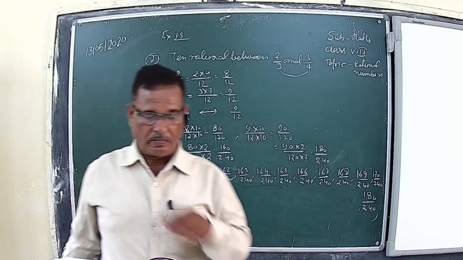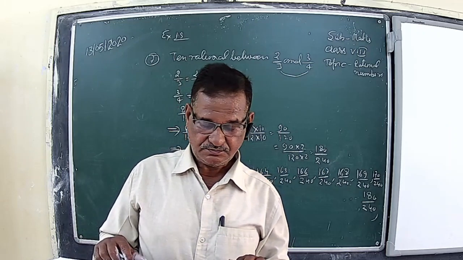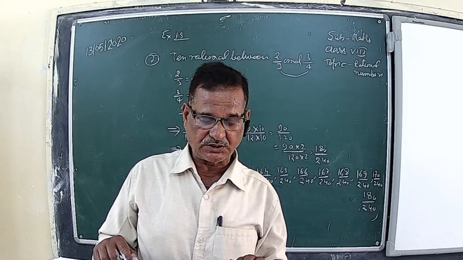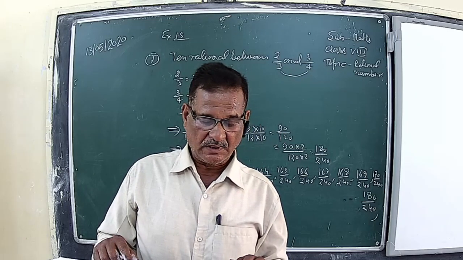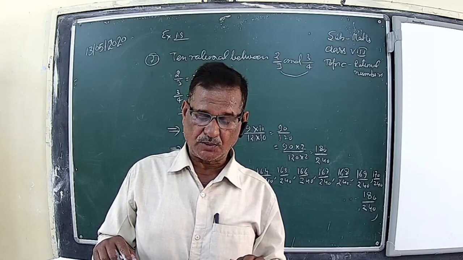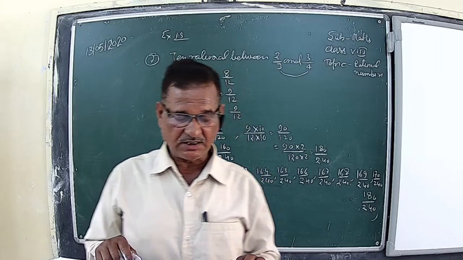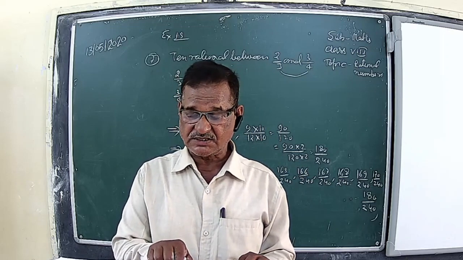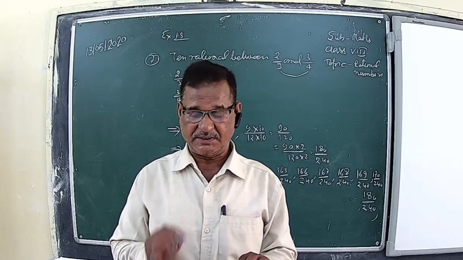Now see, 10th question. What should be subtracted from minus 4 by 9 to get the multiplicative inverse of 4 by 11?